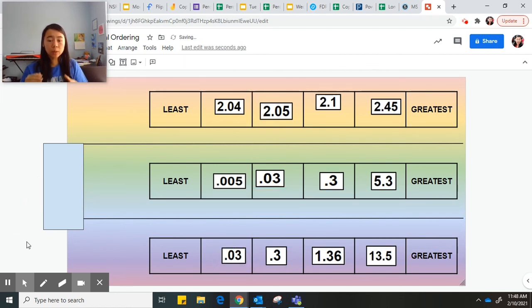So when you are ordering or comparing decimals, line up the decimal, compare just your whole numbers, and then slowly cover up and slowly reveal each place value to see which one is bigger.